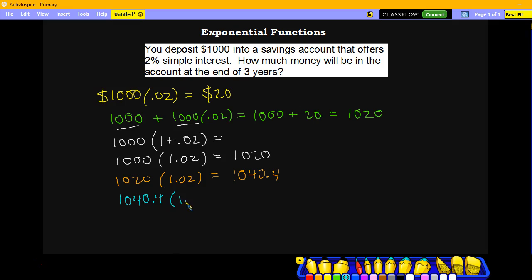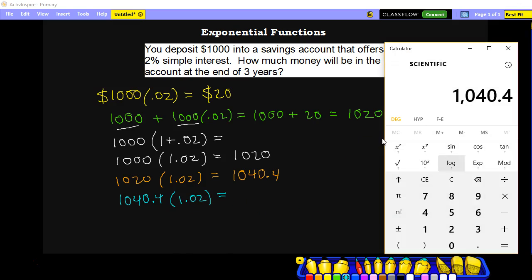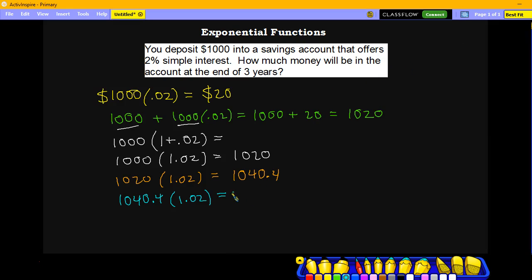1040.4 times 1.02. Let's try that on the calculator. Times 1.02 gets us 1061.21. That's what we had before. Yay! This actually works.